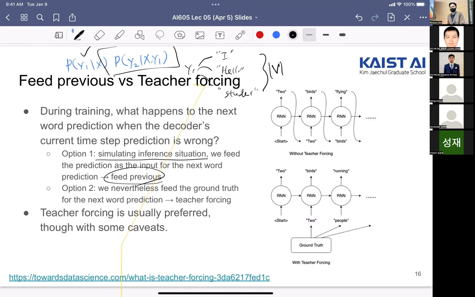Teacher forcing is usually preferred. There are several reasons. One reason is that if the model gets it wrong in the first time step, then the model will not be trained well in the second and third time steps. It basically gets worse and worse as you go. So teacher forcing prevents the model from going in a very wrong direction, especially early in training when the model will be very bad. That's why it's called teacher forcing. The teacher is kind of forcing your way.